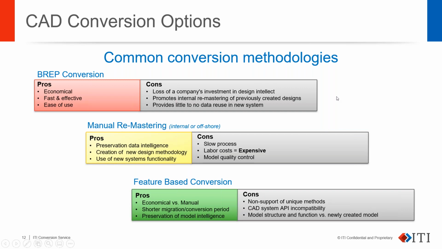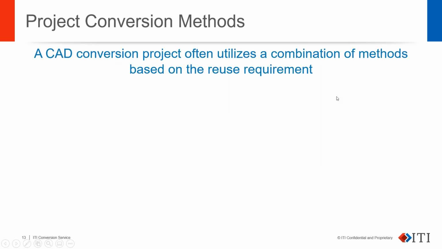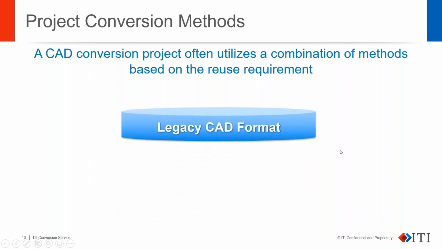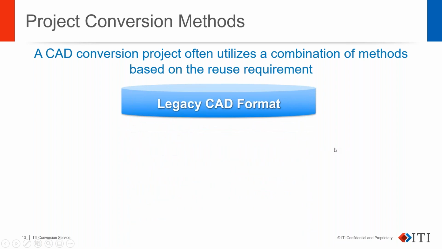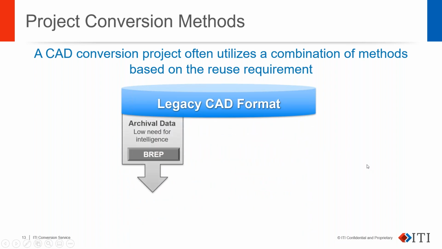Excellent. So what we'll do then is we'll move on to the project conversion methods, different ways to convert your data. As I mentioned before, there's three ways that you can do this. The BREP conversion I did mention before is a very fast and easy way to convert your data. However, you're not getting that design intellect, but you might have some archival data that isn't going to be needed, or has a very low chance of being needed for reuse. So we can just run that through very quickly as a BREP conversion.